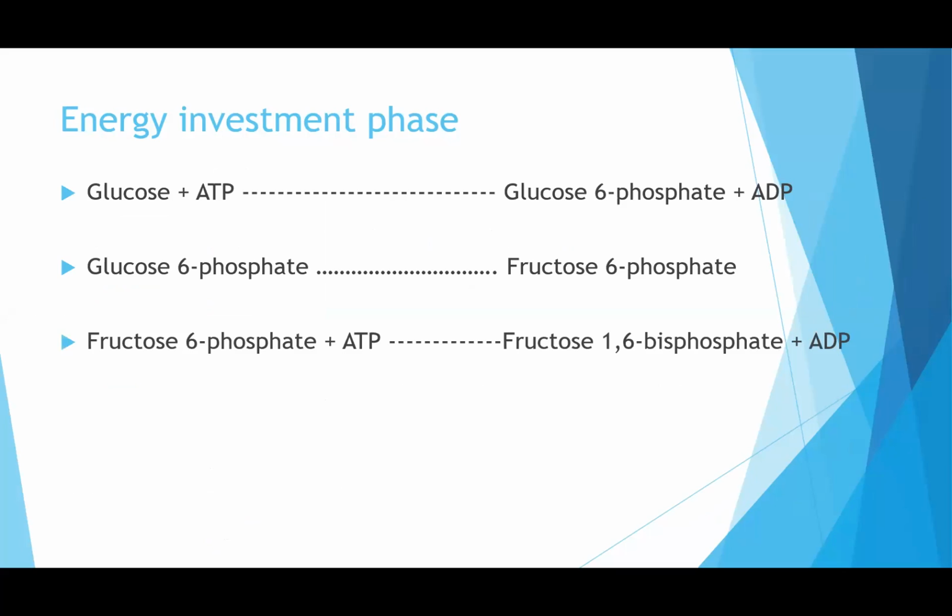Fructose 6-phosphate is further phosphorylated. One more ATP has been used to convert it into fructose 1,6-bisphosphate, and the ADP molecule has been released. So this is called double phosphorylation of the sugar molecule in the energy investment phase. So this is the energy investment.